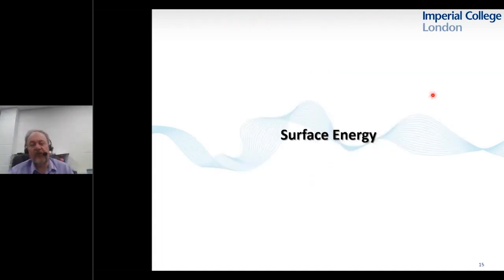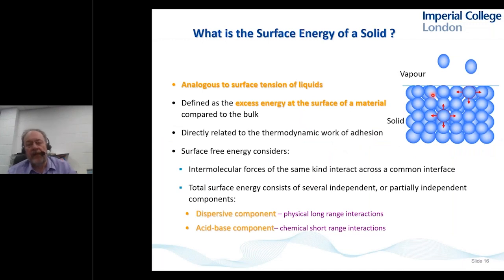The main topic is surface energy. As you've heard before, it's analogous to the surface tension of a liquid, and it tells us really about the thermodynamic state of the surface. We're particularly interested in intermolecular forces that work on surfaces, and in two types of surface forces. We're interested in what are called dispersive long-range forces. So we'll talk about the dispersive component of the surface energy.